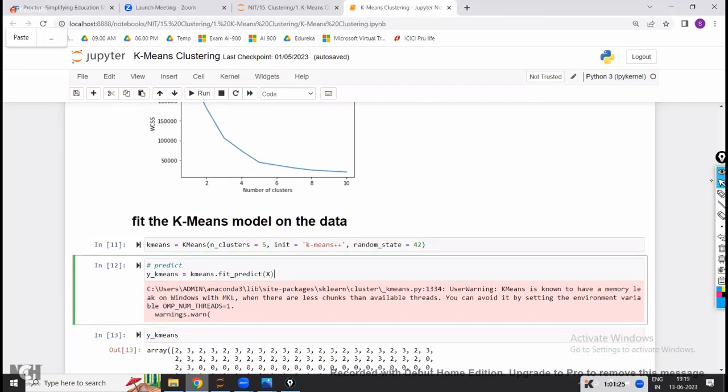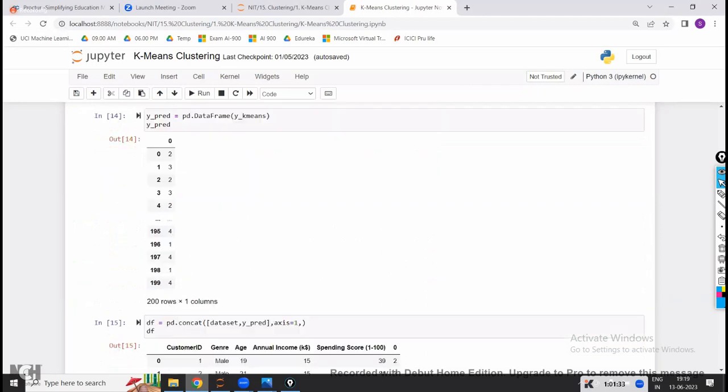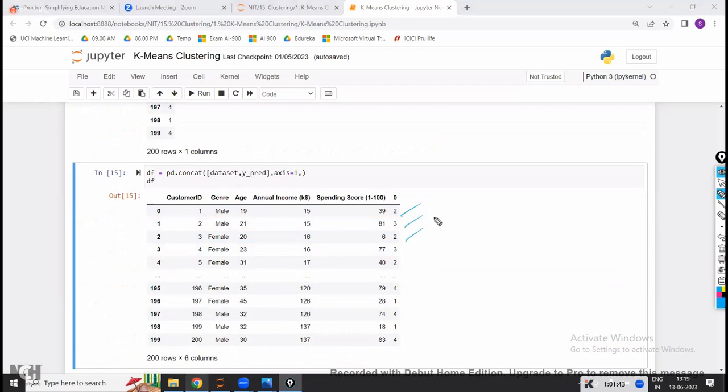Okay, now what happens? It is going to divide the entire data into 5 groups. Which record goes into which group, you can see like this. The first record belongs to group number 2. Second record belongs to group number 3. Third record belongs to group number 2. Second group, third group, second group, third group, like this. Total 5 groups I'm having.